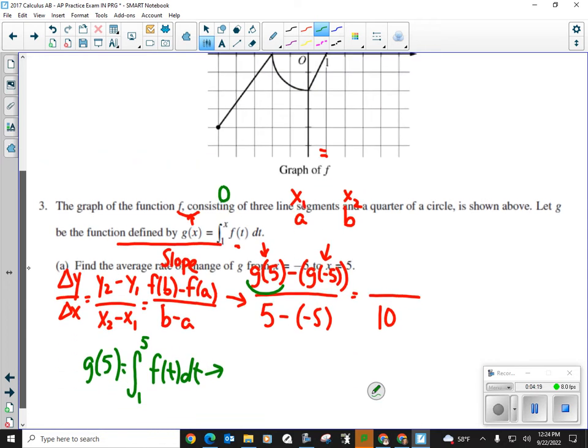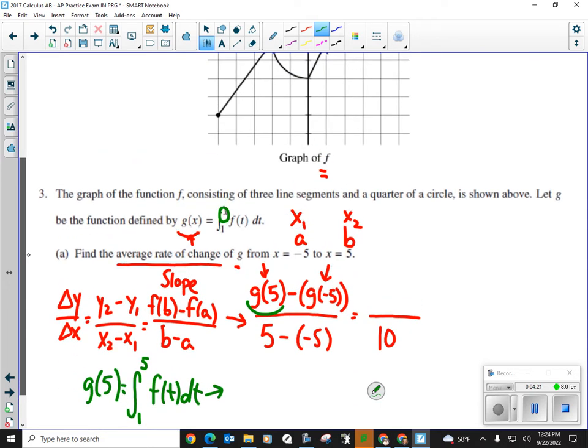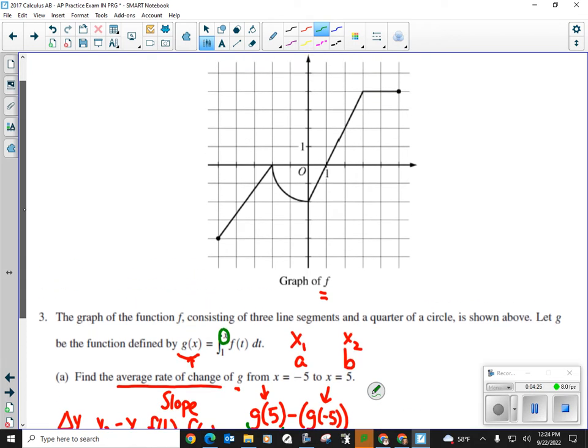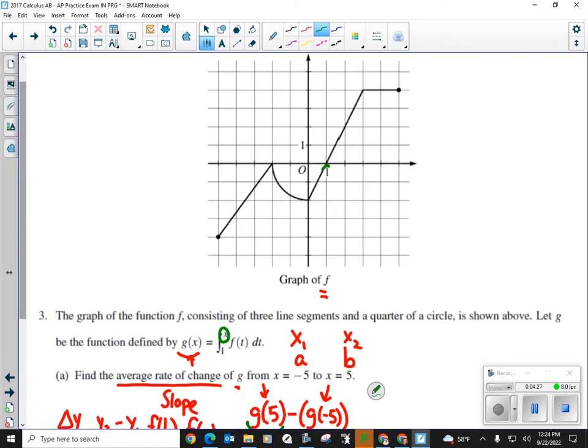Wow, that was trippy. Anyways, x is 1 right here. 2, 3, 4, 5 right here. I got to find the area of this here.